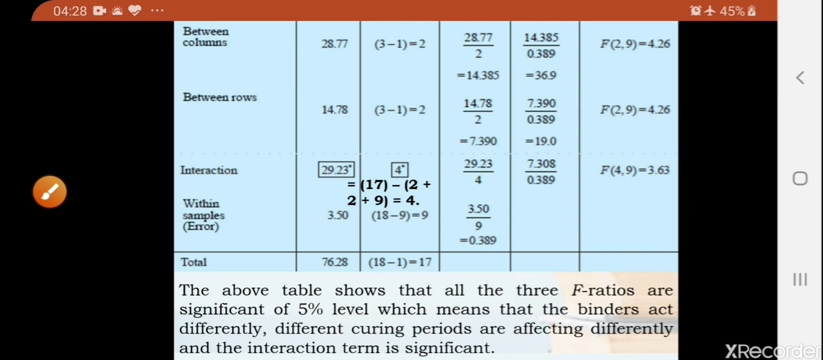So the above table shows that all the 3 F ratios are significant at 5% level, which means that the binders act differently, the different curing periods are affecting differently, and the interaction between them is also significant. So this is all about the analysis of variance.